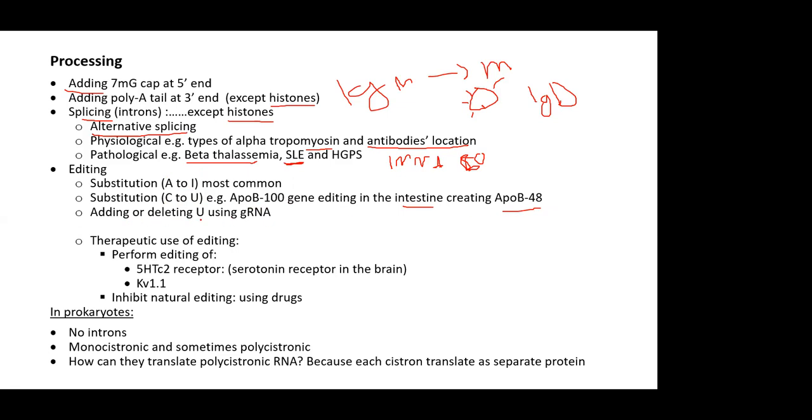Adding or deleting the uridine using the guide RNA. Uridine, you add or delete that using the guide, and some other enzymes are also involved. You have to memorize it. Therapeutic: to perform editing in 2 receptors. The serotonin receptor in the brain to help with anxiety and some other disorders, or the potassium voltage-gated channel subfamily A, number 1, or using some drugs to inhibit the already existing natural editing.